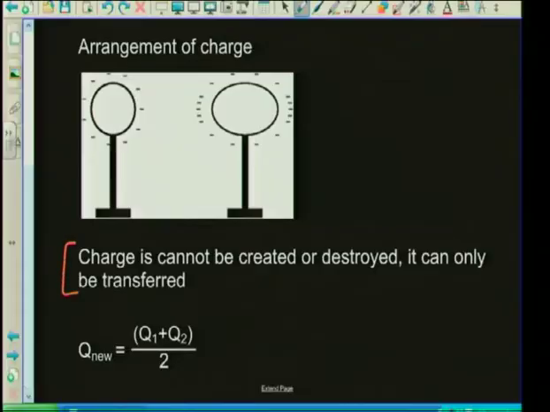Definition that you need to learn. Charge cannot be created or destroyed. It can only be transferred. Okay?